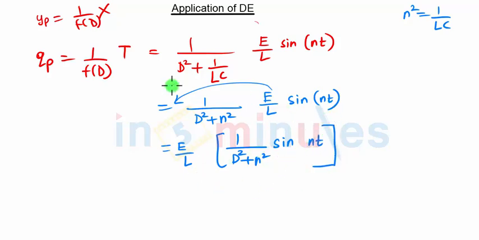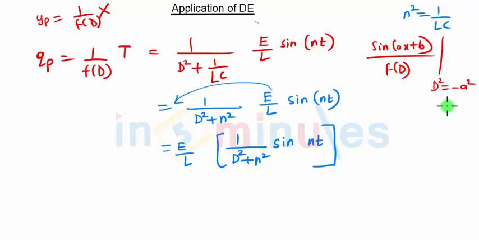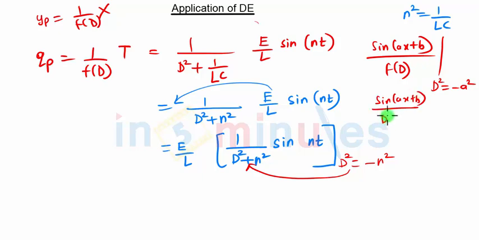So if you see, this equation is similar to sine of ax plus b upon f(D). So in this we used to replace D square by minus of a square. In our case a is n, so D square will be replaced by minus of n square. So when we replace D square by minus of n square, this term becomes 0 and this term will create problem. So when the term creates problem, we have sine of ax plus b upon D square plus a square, the whole raised to r.